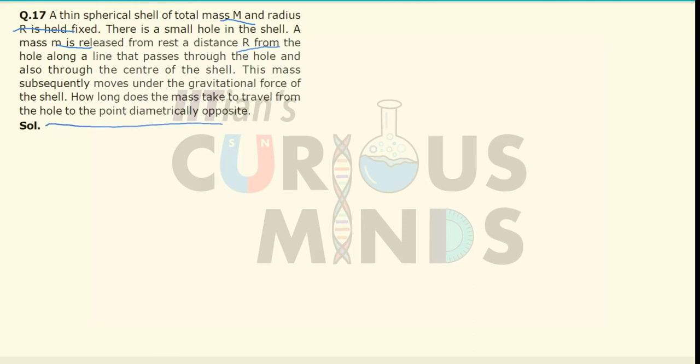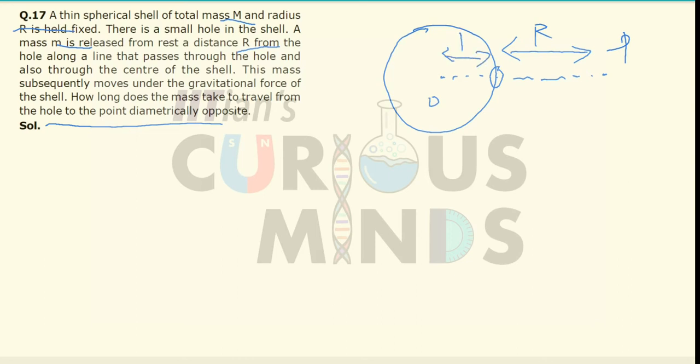Okay, so what will happen over here? First of all, let me take a shell. This is a shell and not a solid sphere. Let me take a hole along this point, and this is the center O. Let me draw a line, and there is a point. Let us take this point P, which is at a distance r from the surface of the shell.